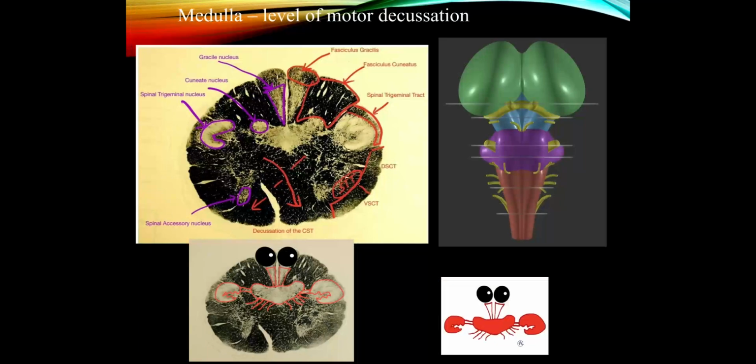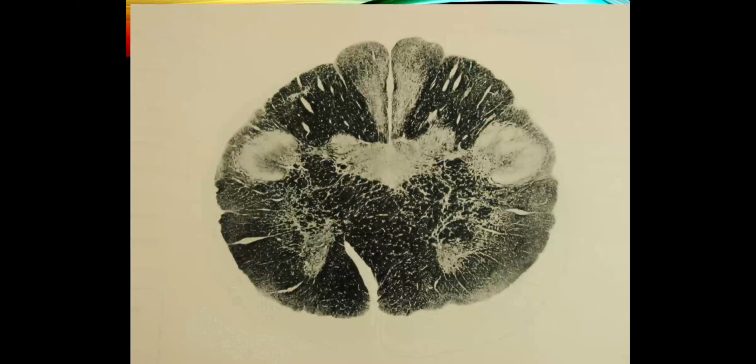Now you should practice labeling this yourself. And I mentioned that the nucleus cuneatus will show up much better as we get higher up, but we actually can see it here and here. So this is the nucleus cuneatus and the nucleus gracilis, again, for vibration and proprioception.